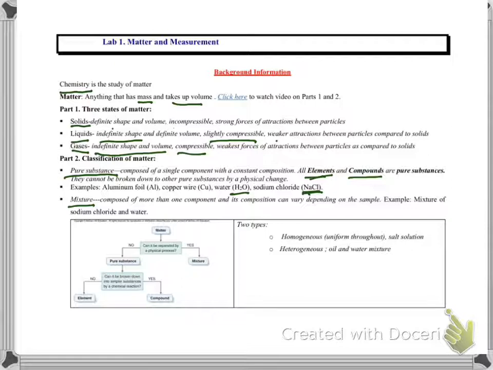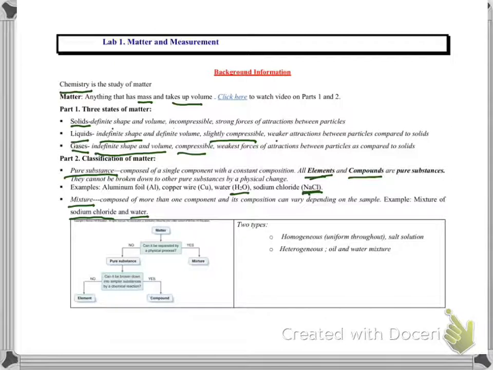Mixtures, on the other hand, their composition can vary. For example, if you take salt and mix it with water, now it is a mixture. And how do I know it's a mixture? Because they can be separated by a physical change. For example, if you have a salt solution and you heat it, the water evaporates. What is left in the beaker is the salt, and then you can even condense the water back, and now you have separate salt and water.